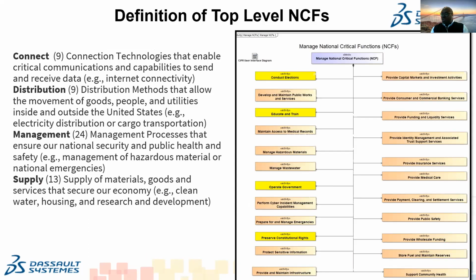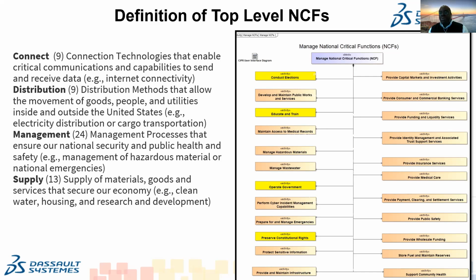So I wanted to talk a little bit about the top level critical functions. First of all, we have the 9 connect NCFs, the 9 distribution NCFs, and the 24 management and 13 supply NCFs. On the right here, you'll see the 24 NCFs for the management category, processes that ensure national security and public health and safety. And so, for example, you see things like conduct elections or educate and train.